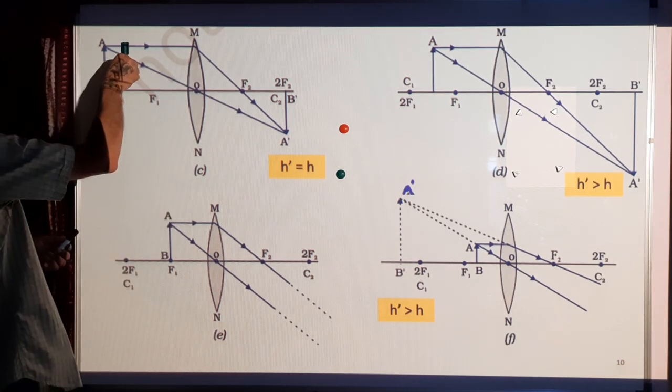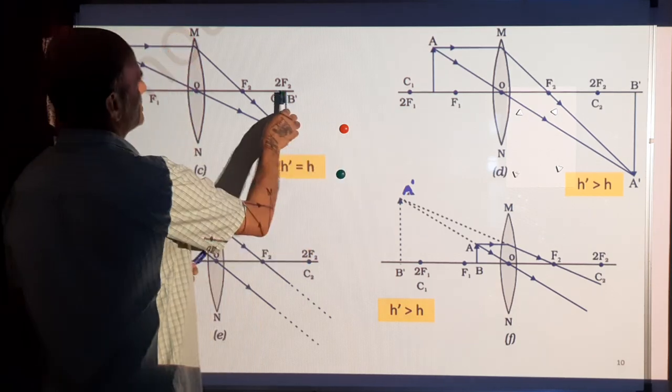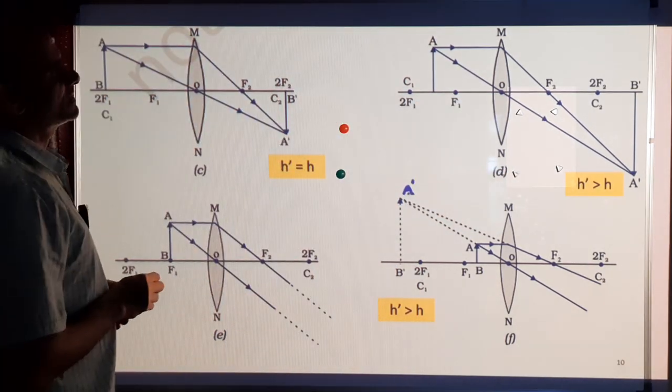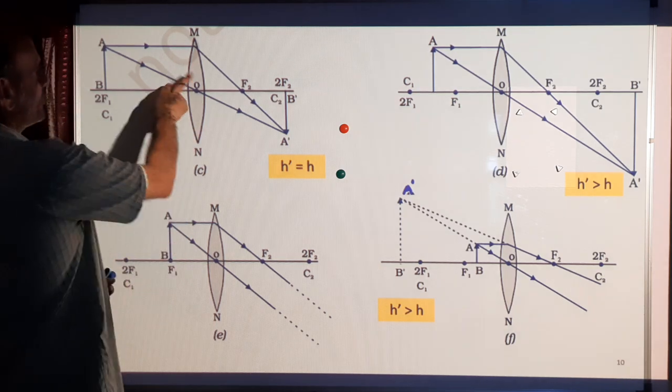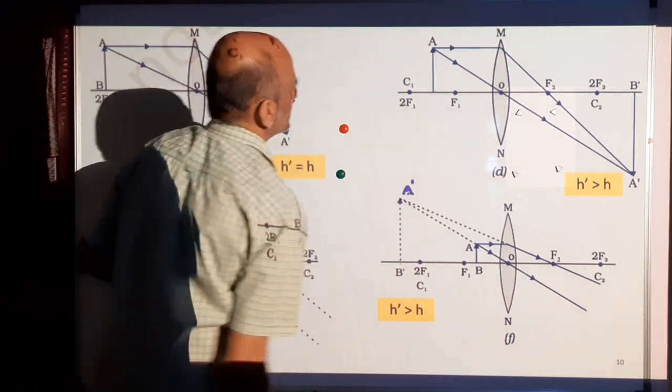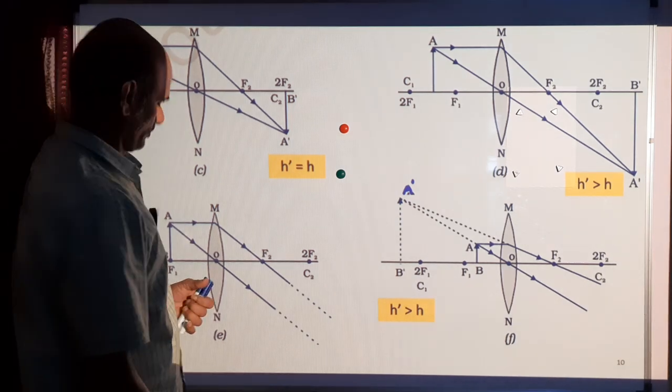Still move the object closer, in this case the image will move farther away, and the image size is bigger than the object size. So whichever is farther away, that size is more. Before this, object is far away, so object size is more. After this case, image is far away, so image size is more.